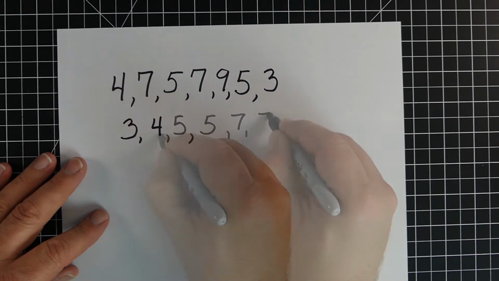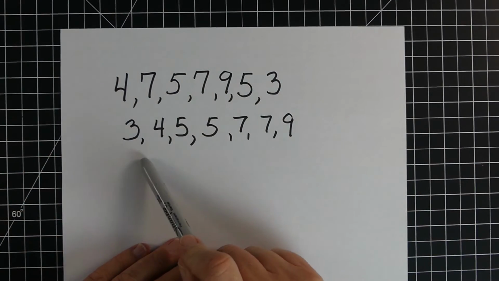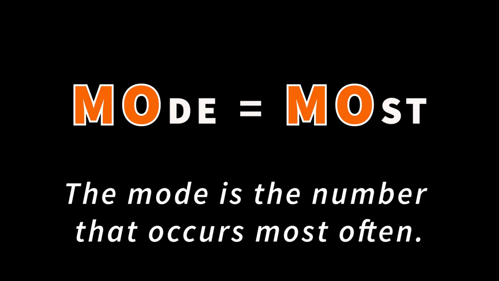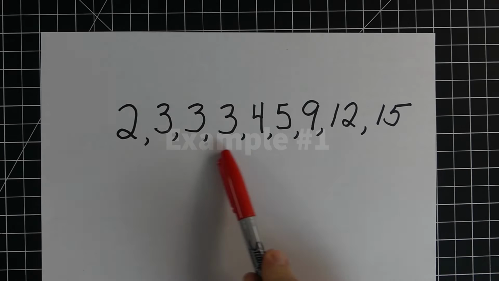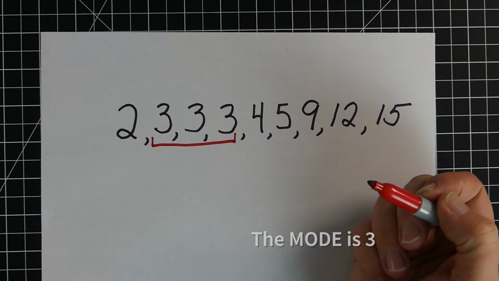to greatest. This is going to be real helpful with the median, and also to a lesser extent the mode and the mean. Now with the mode, the key thing to remember is mode is the most. It's the number that occurs the most. So in this first example, you can see that the number 3 occurs more than any of the other numbers. So this is the mode.